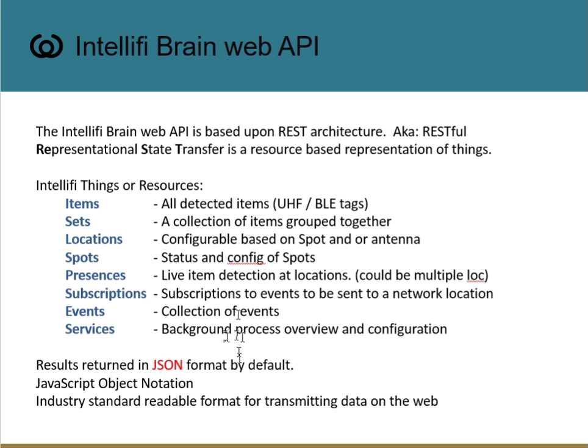We have presences, which are a live detection of any particular item, and there could be multiple presences because there can be multiple readers that can see a particular tag at any given time. And of course, as we talked about before, the Brain software figures out for you which one is actually closer. So it'll set that location for you.